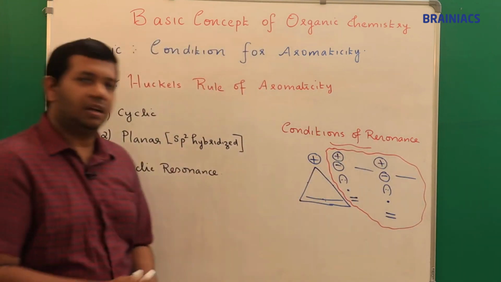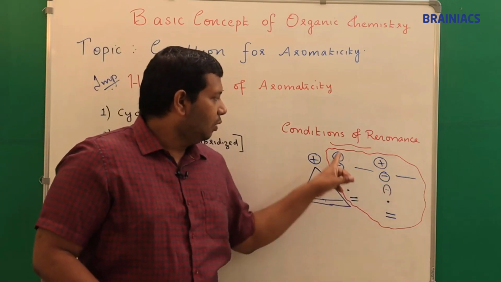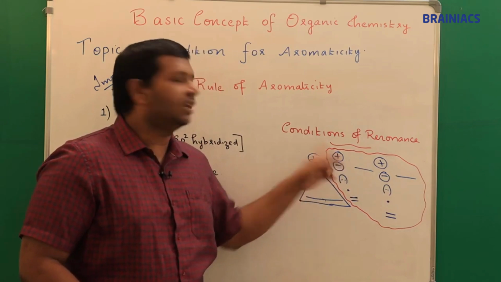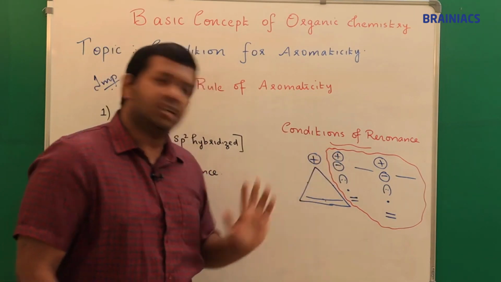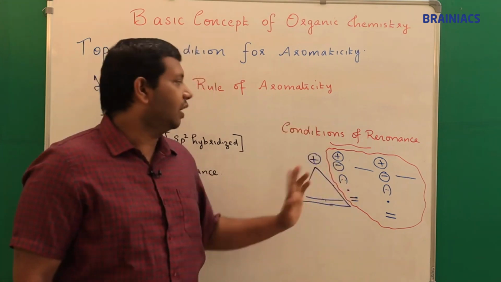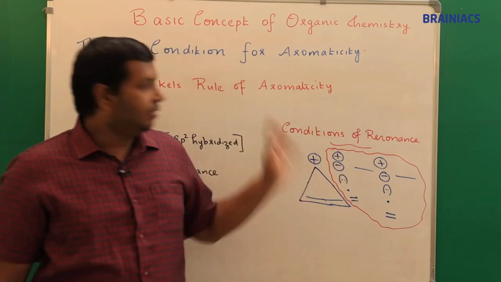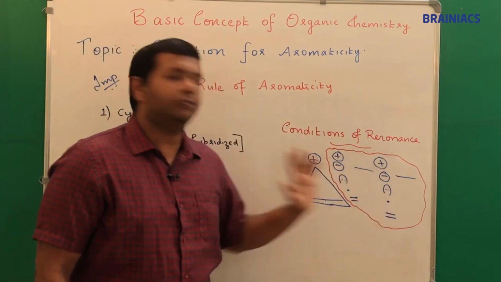What is this shortcut? Listen, always the single bond. You can see, the first time anything can come: either a positive charge can come, or a negative charge can come, a lone pair can come, or a free electron can come, or a double bond can come. Always that should be followed by what? A single bond. Then again anybody of this can come.